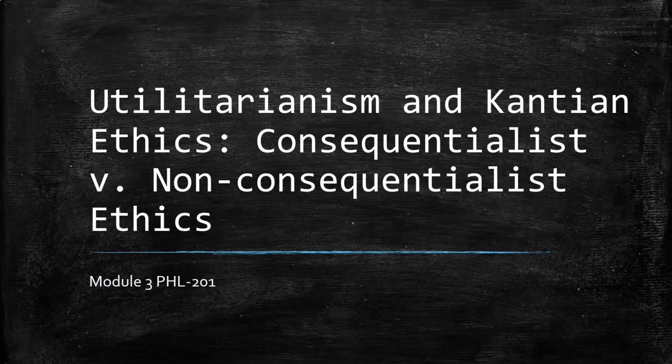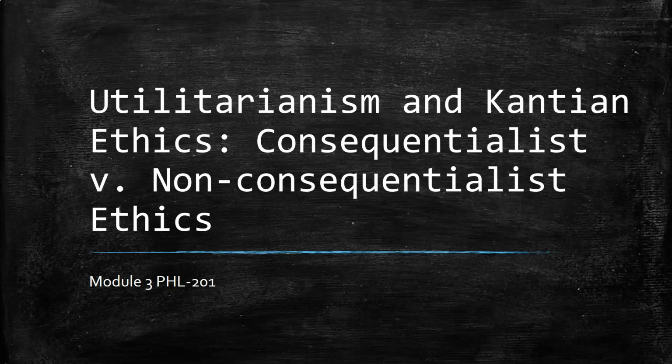This is Module 3. These are the first of the videos for the Module 3 lecture slides, where we're going to look at utilitarianism and Kantian ethics. As you can see by the subtitle, consequentialist versus non-consequentialist ethics. What does that mean? Let's just start from there.